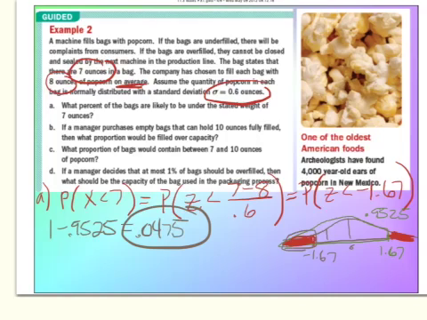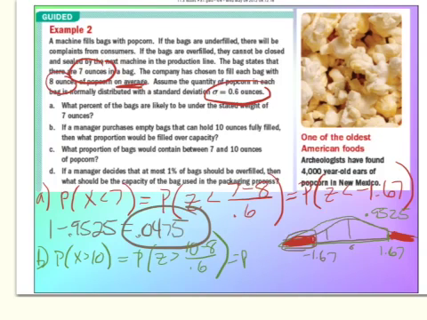Okay, the next problem is just some more practice. Here they say if the manager purchases empty bags that can hold 10 ounces, then what portion would be filled over capacity? So here they want to know what's the probability that the bags are going to be bigger than 10 ounces filled. So we're just going to find the z-score that goes with that. So the z-score is going to be bigger than the 10 minus 8 over 0.6. That question really is, what's the probability the z-score is greater than 3.33?